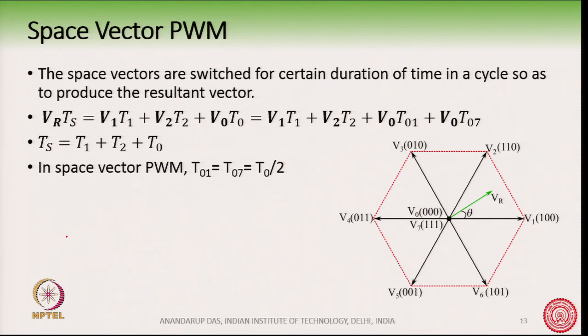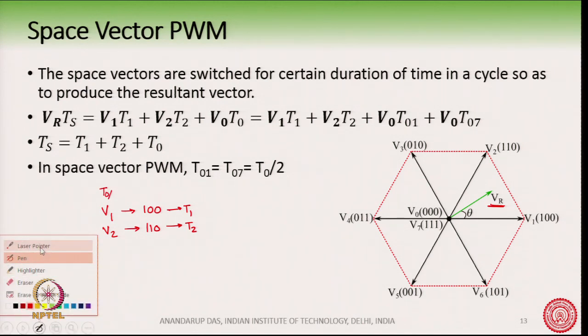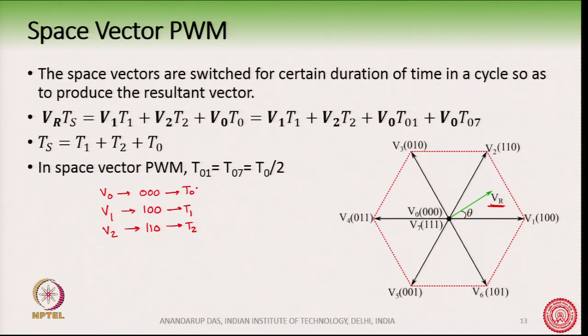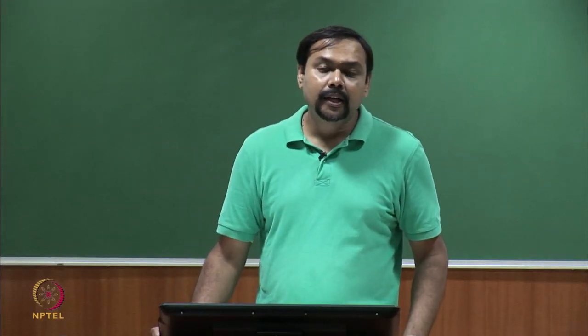In this example, Vr is the reference vector you want to produce, and you will switch V1, that is the space vector 100, for T1 duration of time, and then you will switch V2, which has a switching combination of 110, for T2 time. You will also switch the V0 vector, for example, the 000 combination, for T0 by 2 time, and the V7 vector having a switching combination of 111 for T0 by 2 time. So, this is how we will switch these 4 vectors for these time durations in order to realize the Vr vector.